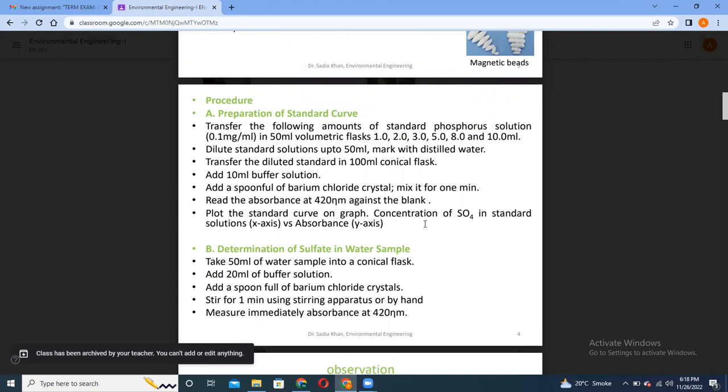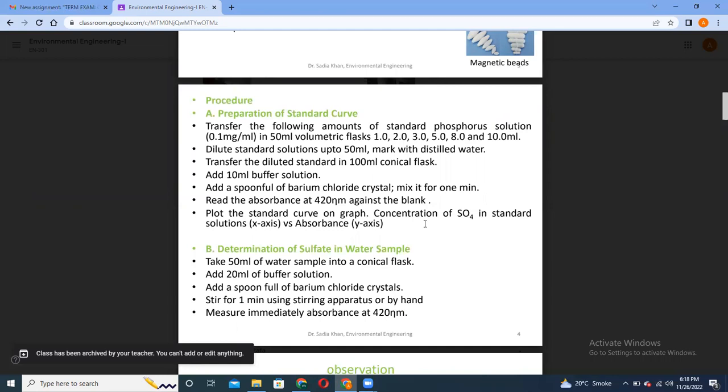Transfer the diluted standard into a 100 ml conical flask. Add 10 ml buffer solution. Add a spoonful of barium chloride crystals. Mix it for 1 minute. Then read the absorbance at 420 nanometers against the blank. Plot the standard curve on a graph.